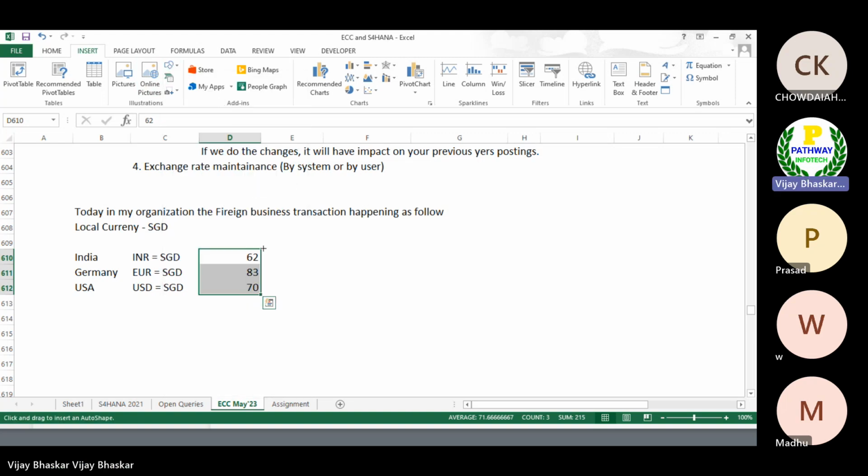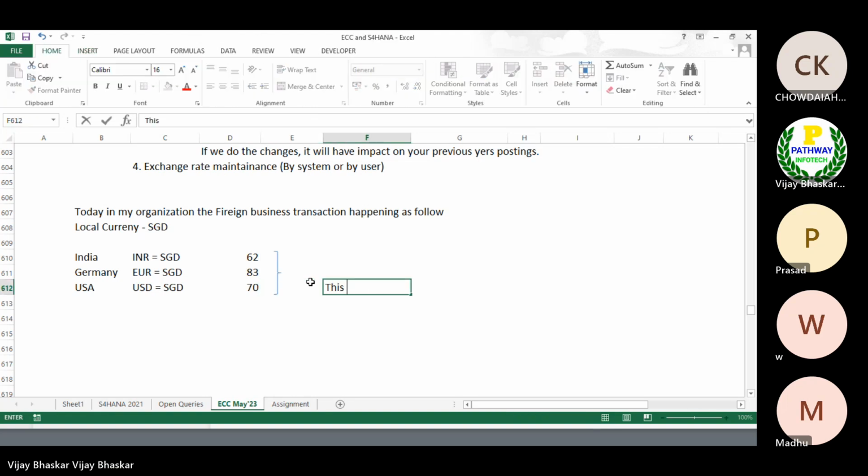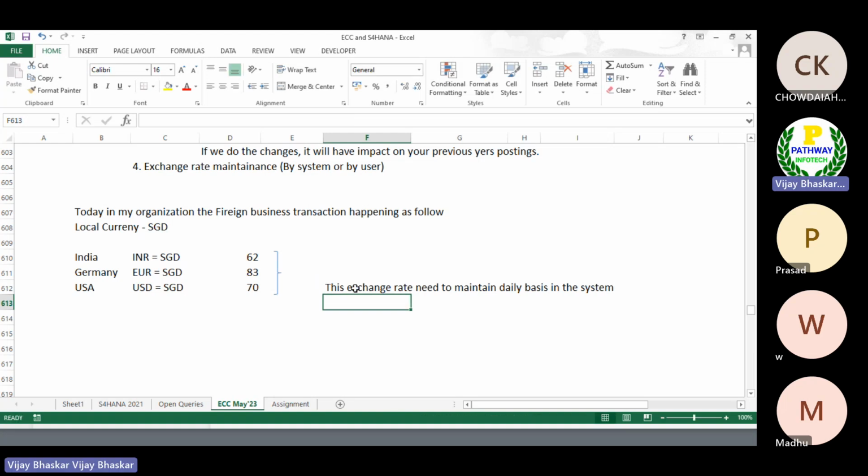This exchange rate needs to be maintained on a daily basis in the system. If we have only limited transactions, that could be fine. Let us assume I have 50 currencies which I have to maintain in the system. In such a situation, it will not be possible to maintain manually.